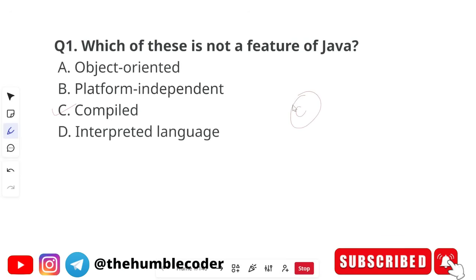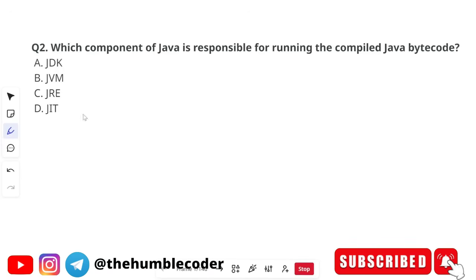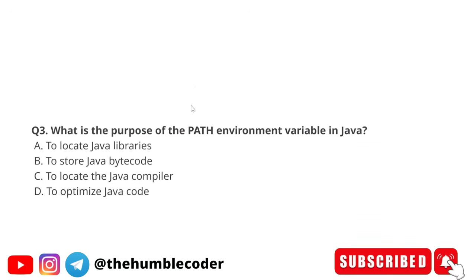Moving on to the next question. Which component of Java is responsible for running the compiled Java bytecode? The options are JDK, JVM, JRE, and JIT. So guys, in this one the correct answer is going to be option number B, which is JVM. Now why option B? Because Java virtual machine is basically responsible for running the compiled Java bytecode.